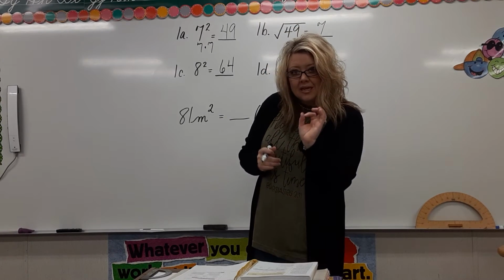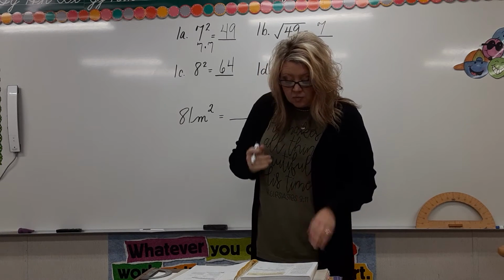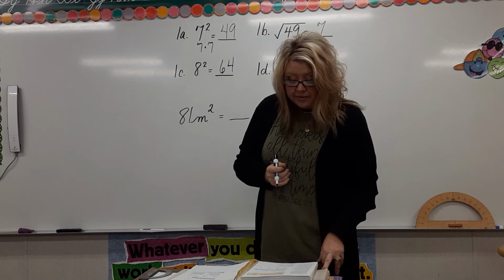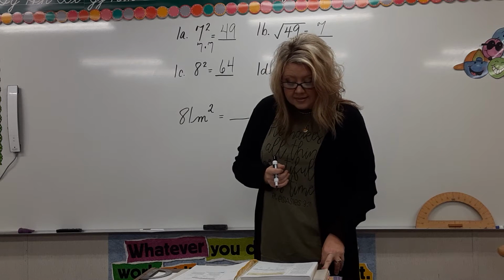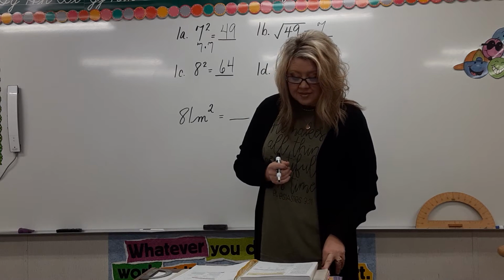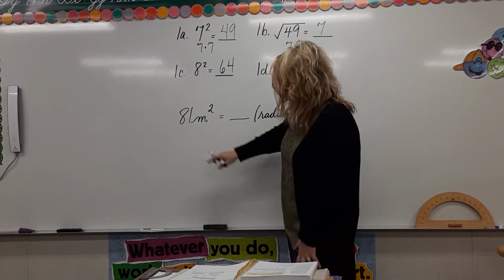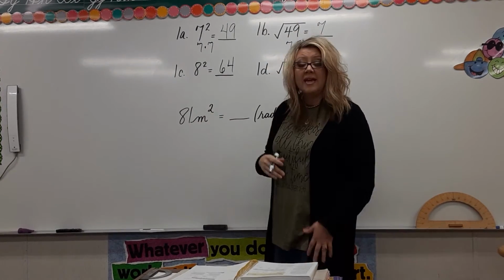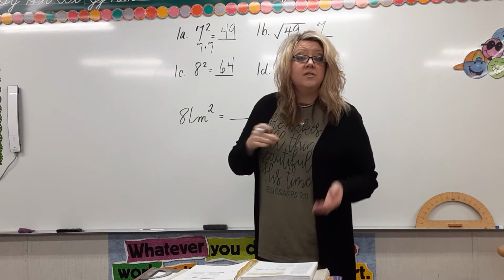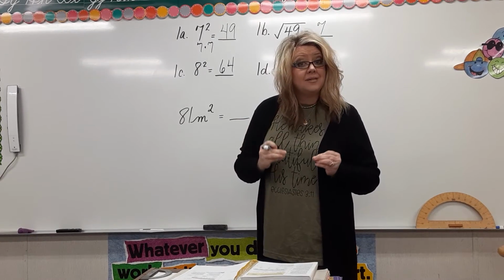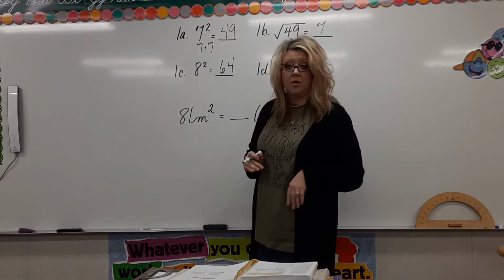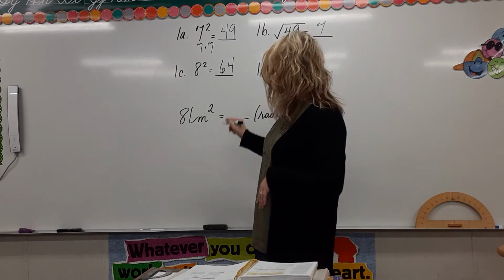Now letter B is a little tricky. It says the radius squared is 81 meters squared. What is the length of the diameter in the same circle? So 81 meters squared, you're taking the square root of that number. So what number times itself would equal 81? And the answer is 9.